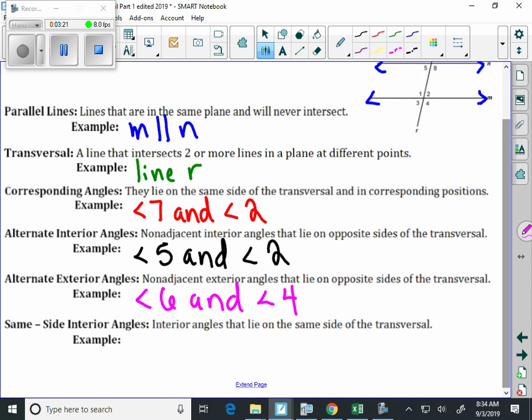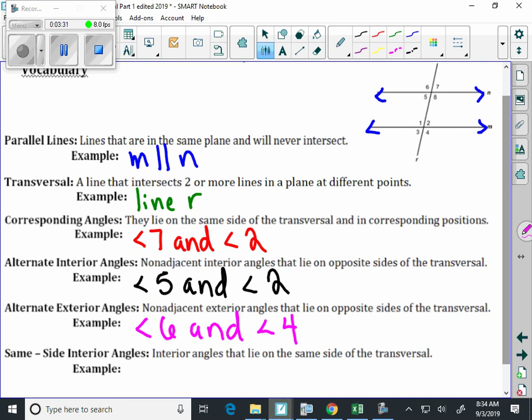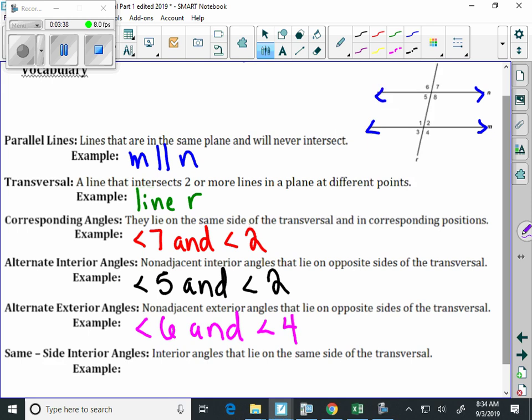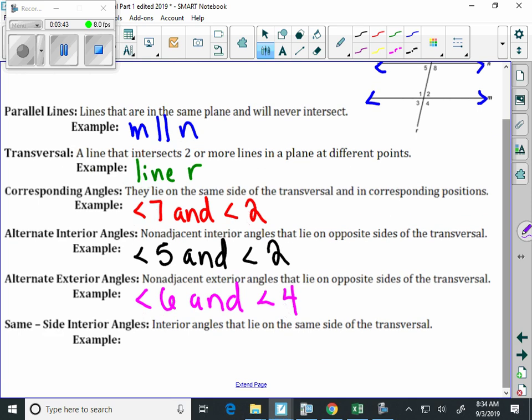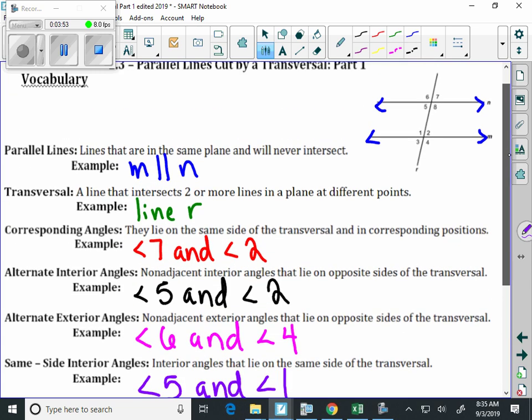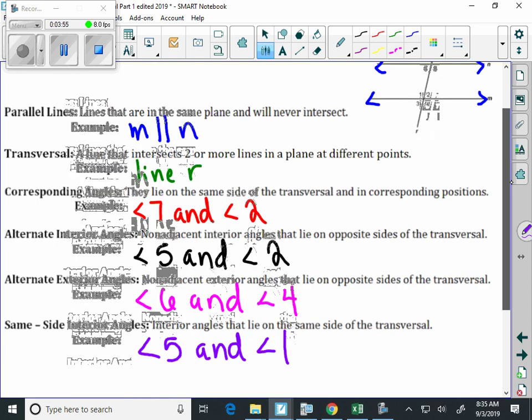And finally, same side interior angles. We have to be in between the 2 parallel lines, and then on the same side of the transversal. We can say this is angle 5 and angle 1. Wait, sorry, no, that's right. Same side interior angles.